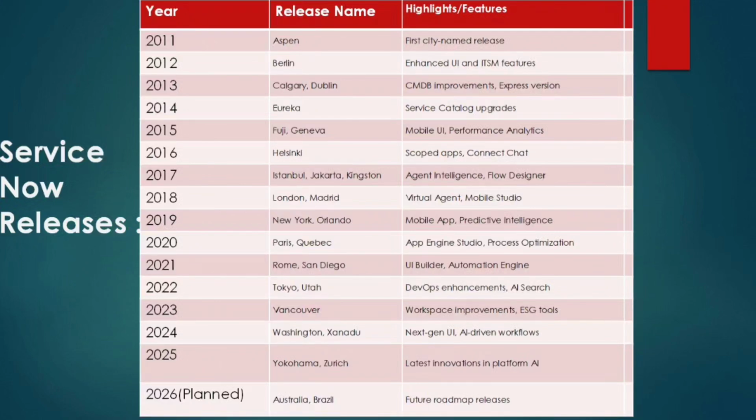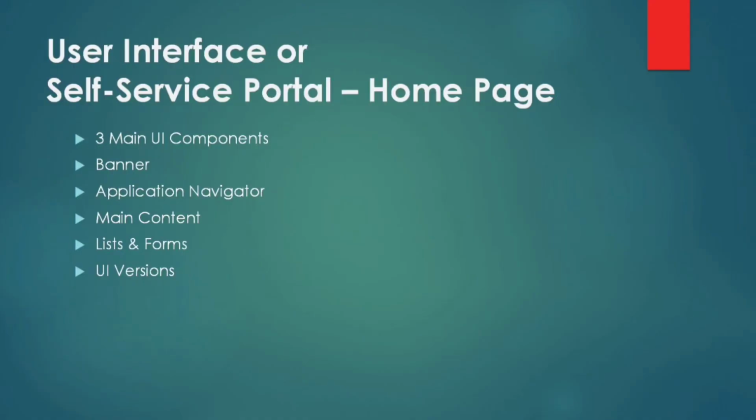If we are talking about self-service, the user interface, we have a different portal called self-service, where users can raise their issues and track their RITMs, whatever it may be. In the UI part, we have three main UI components: banners, application navigators and main content pages, as well as UI versions, lists and forms.